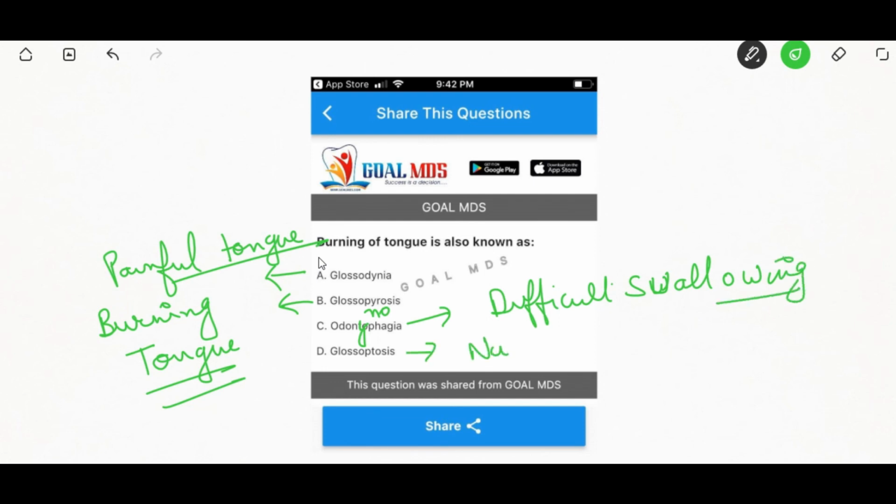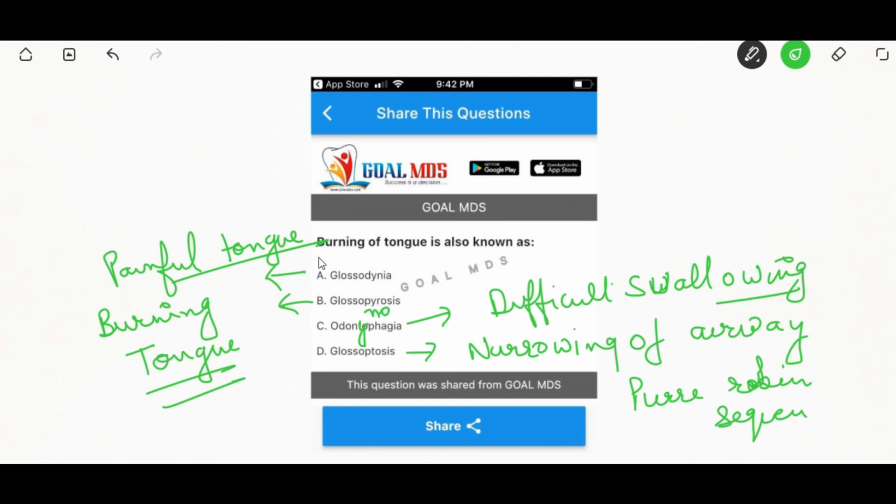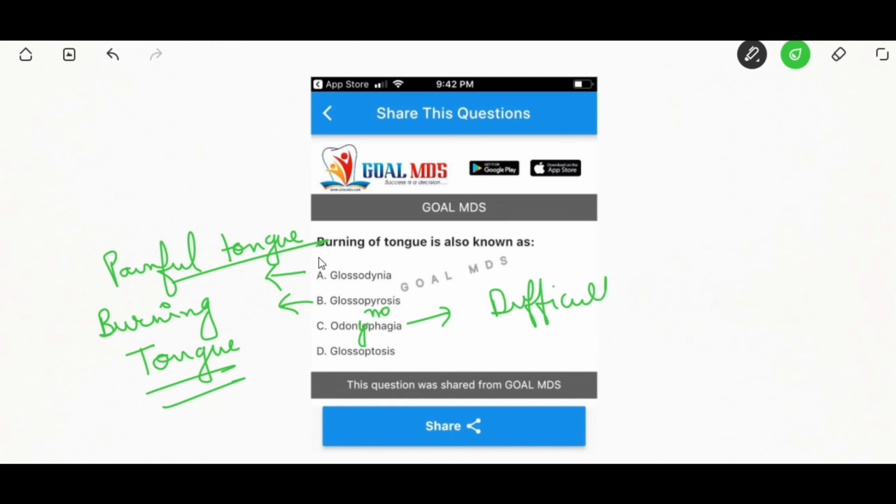Name the condition where you will find glossoptosis. It is Pierre Robin syndrome. So what is Pierre Robin syndrome? It is a congenital birth defect that is characterized by an underdeveloped jaw, backward placement of the tongue and upper airway obstruction.